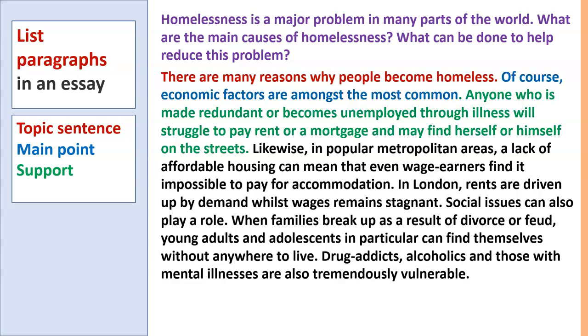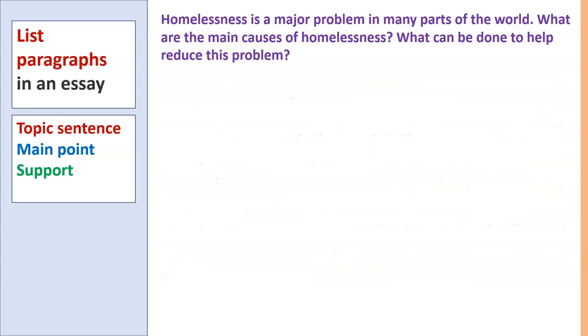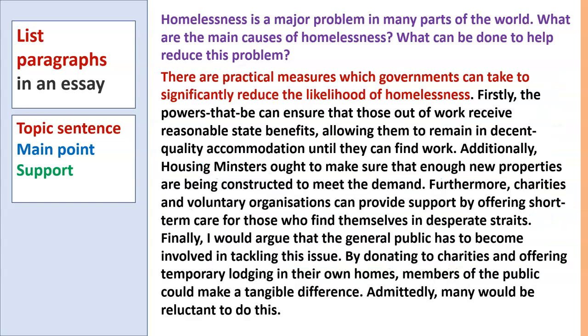Cause number 1 in blue, explanation in green. Cause number 2 in blue, explanation in green. Cause number 3 in blue. Cause number 4 in blue. As I keep saying, 4 causes in a paragraph is a lot, and in most IELTS essays, 3 would be plenty. Next paragraph, and "there are practical measures which governments can take to significantly reduce the likelihood of homelessness."